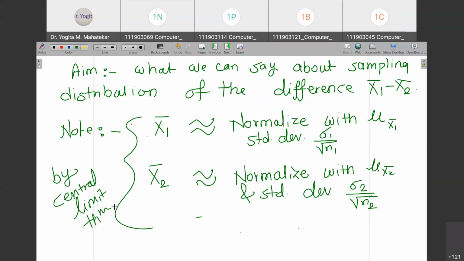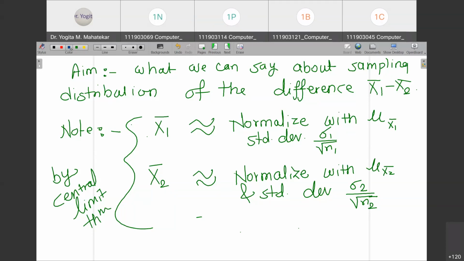Okay. The average of a sample we can approximate with a normal random variable with mean mu x bar and standard deviation sigma by root n. This is our general central limit theorem that I have applied separately for x1 bar and x2 bar. This is by the central limit theorem.